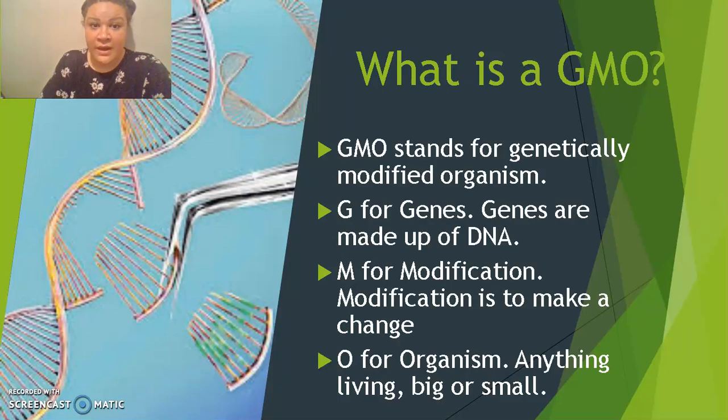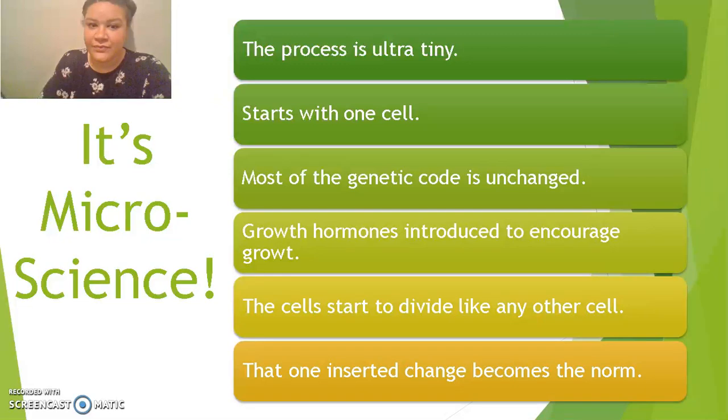What is a GMO, you ask? A GMO is a genetically modified organism. Genes are part of DNA, which are the building, growing, and activity instructions in a cell. M is for modification, meaning to make change. And organisms can be any living thing at all, big or small, things like bacteria, which have been used to assist in making changes to crops, vaccinations, and medications. It's microscience. It really is microscience.